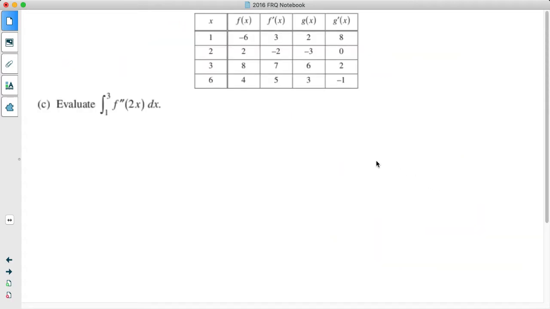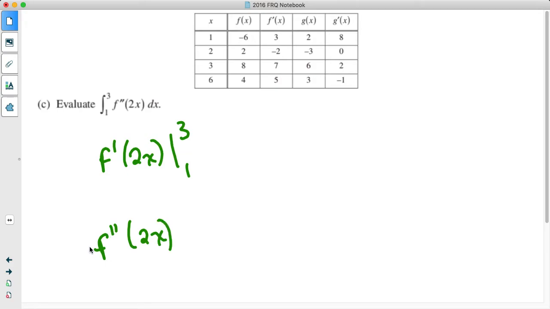Next, we're looking at an integral. So we're looking at the integral of f double prime of 2x. So what you need to think about here is when you're doing the integral of this, we're trying to go from something that if we were to take the derivative, we would get this. So don't just think, well, this is just going to be the f prime of 2x evaluated from 1 to 3, because if you take the derivative of this, the derivative of f prime of 2x would be f double prime of 2x, but then you would have to take the derivative of the inside would be multiplied by 2.